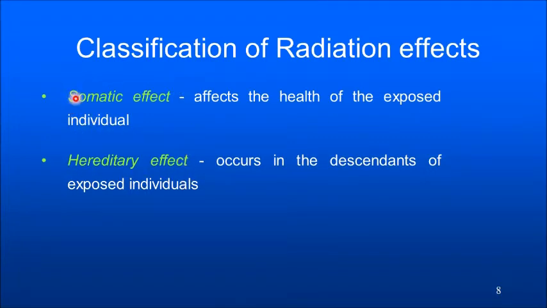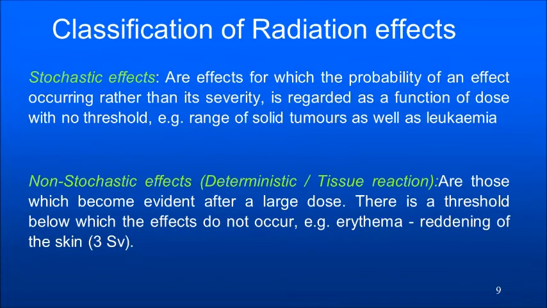In somatic effect, the somatic cells are affected, that means the health of the exposed individual is affected. In hereditary effect or genetic effect, it occurs in the descendants of the exposed individual, the offspring of the exposed individual. Not the exposed individual itself, but it affects the offspring. The other classification is stochastic effect and deterministic effect, and recently ICRP has classified it as tissue reaction.